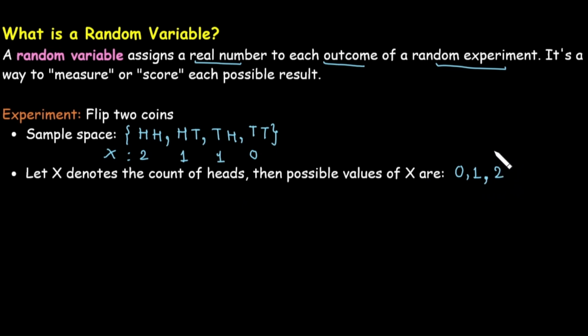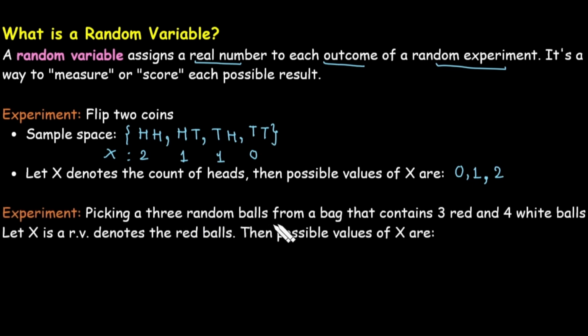Let's take one more example. We are picking 3 random balls from a bag that contains 3 red and 4 white balls. Total number of balls कितनी है? 7, जिसमें 3 red balls हैं and 4 white balls हैं. अब हम यहाँ पे randomly 3 balls pick कर रहे हैं बैग से. Now I am defining x, a random variable, that denotes the red balls. सिर्फ red ball की तरफ हम focus कर रहे हैं.